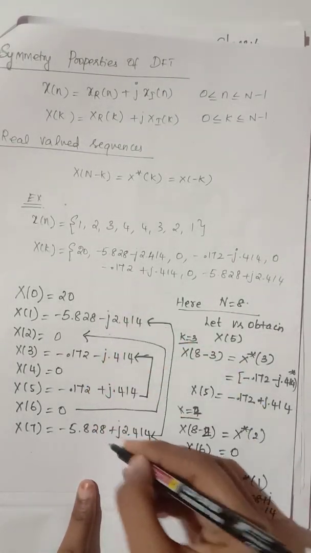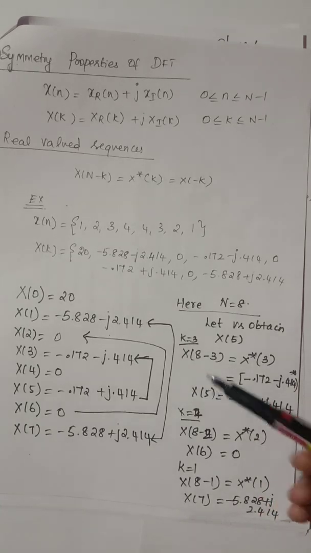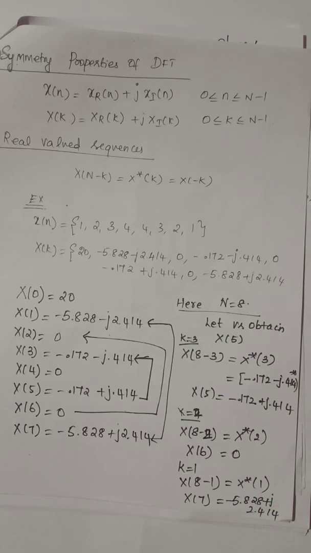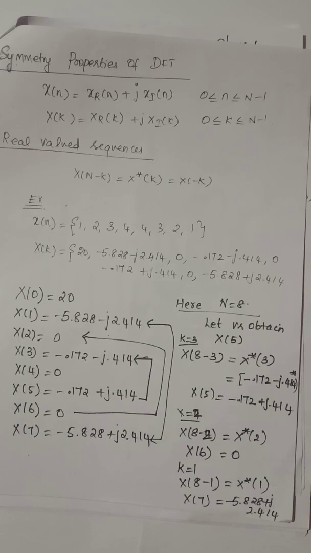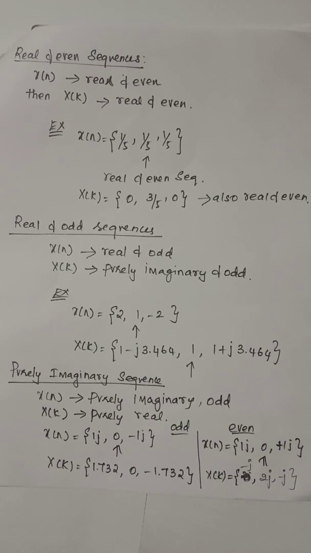I have performed this conjugate, so I can easily obtain one half of the sequence. The significance of this is, we can reduce the number of operations involved. We can just perform the complex conjugate, so that it is enough to obtain only one half of the sequence. Next we will see some different possible combinations. If x of n is real, imaginary, even, or odd, what will be the output? We will discuss it now.